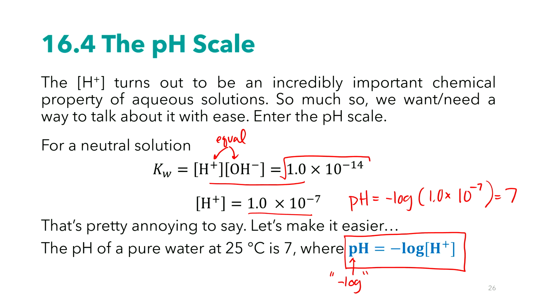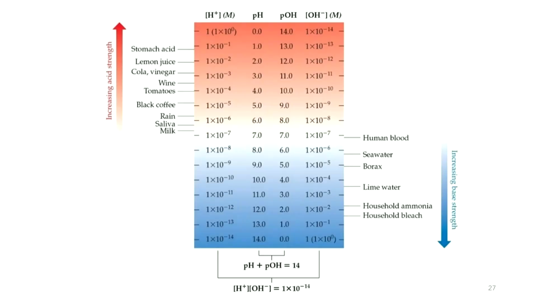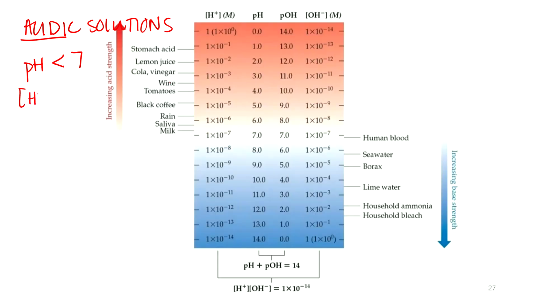So we wind up with a scale like this. We've got a lot of information here. Up at the top, we have increasing acid strength. We'll call it acidic solutions. They all have a pH less than 7. So therefore, their H plus concentration has to be greater than 10 to the minus 7th.